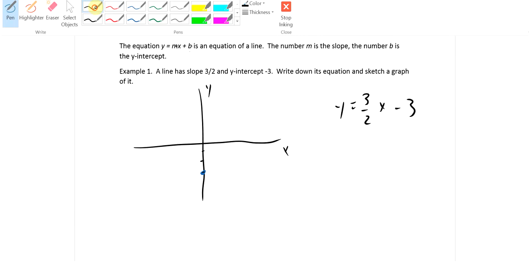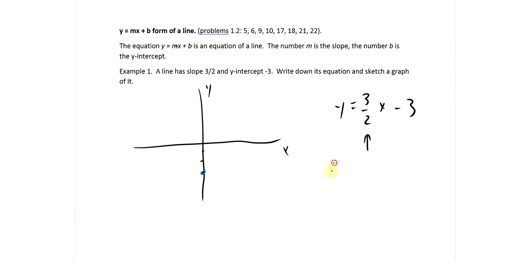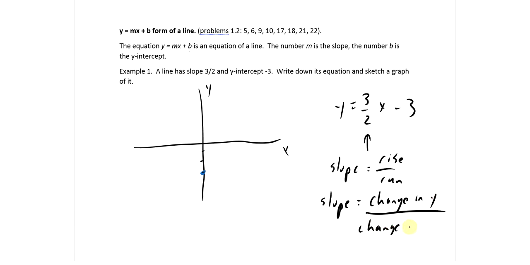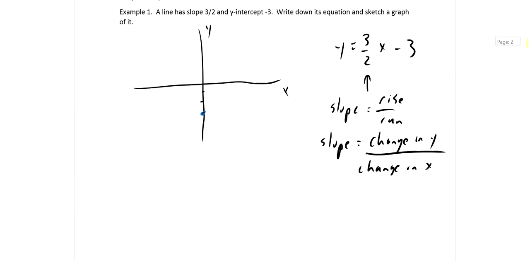Oh, already back in black. So slope is, well, one way to say it, it's rise over run, or slope is change in y divided by change in x. So if I say slope equals 3 halves, then that means I'm going up 3 and right 2.